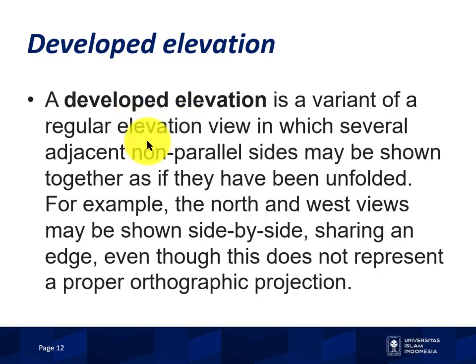A developed elevation is a variant of a regular elevation view in which several adjacent non-parallel sides may be shown together as if they have been unfolded. For example, the north and west views may be shown side by side, sharing an edge, even though this does not represent a proper orthographic projection.